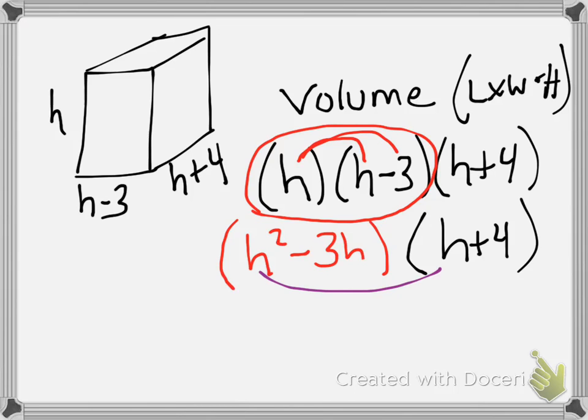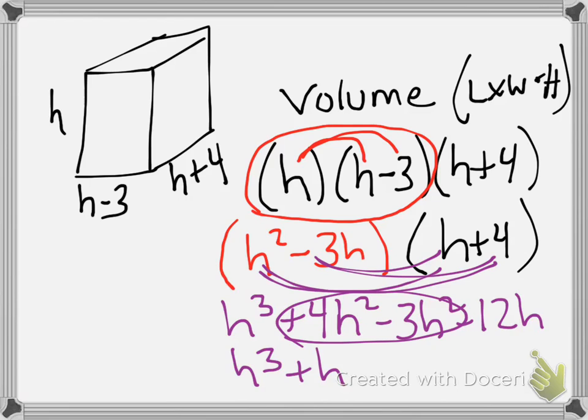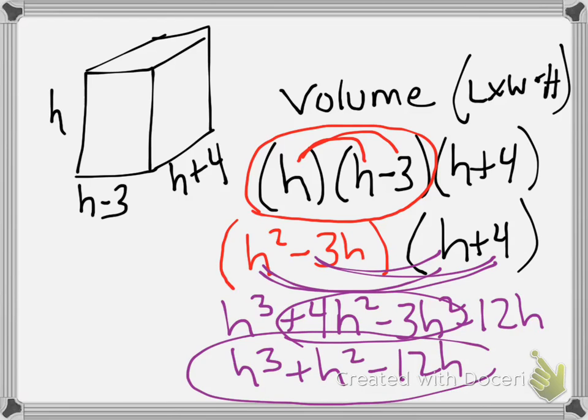So I have h cubed plus 4h squared, minus 3h squared, minus 12h. So I have h cubed, these two go together, we make an h squared, minus 12h. So there's my final answer.